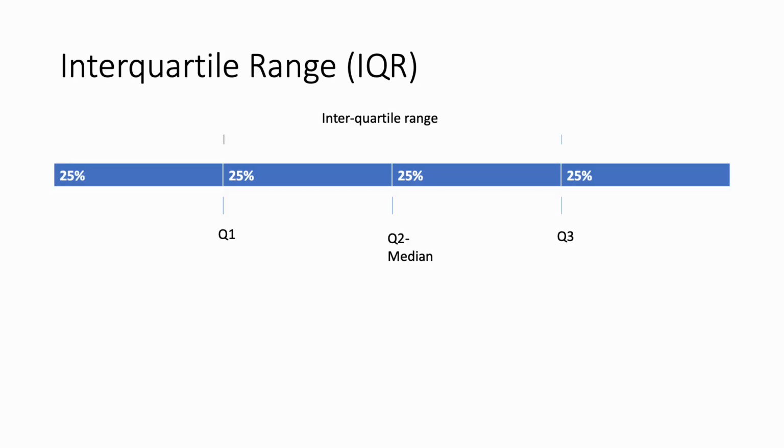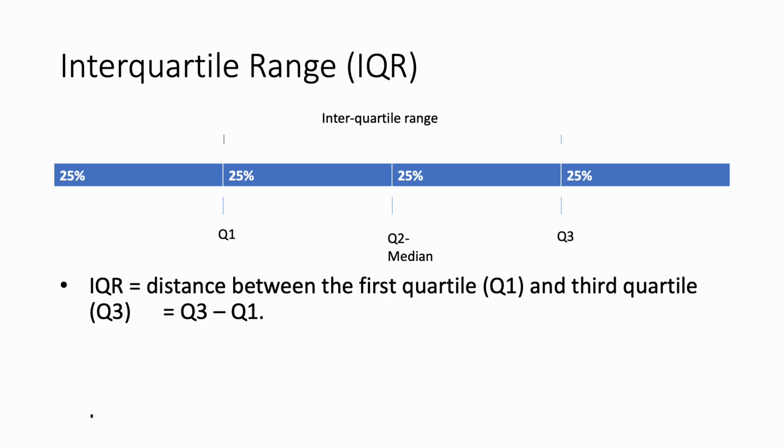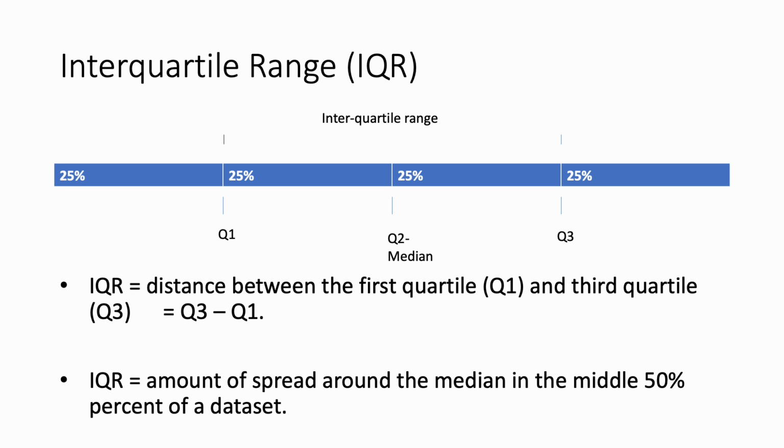So once you understand quartiles, computing the interquartile range or IQR is very easy and straightforward. It is simply Q3 subtract Q1, or it is the distance between the third and the first quartile. The distance covers the middle 50% of the data. Just watch the picture at the top.